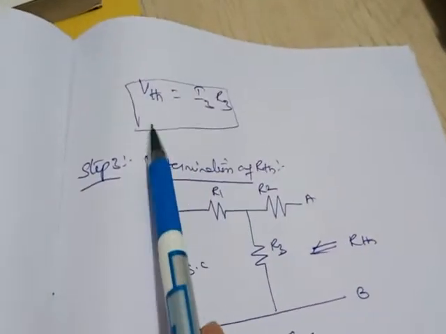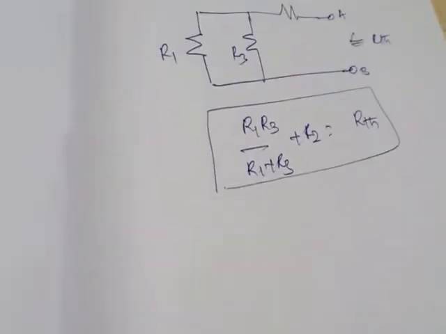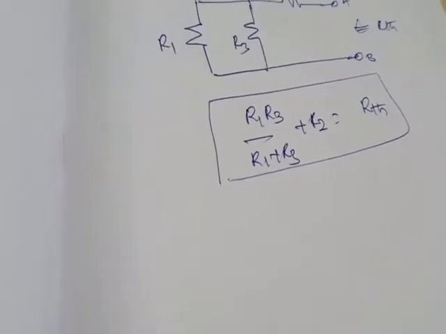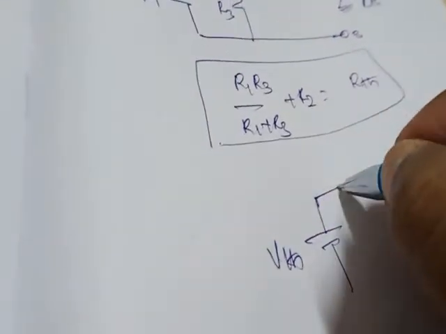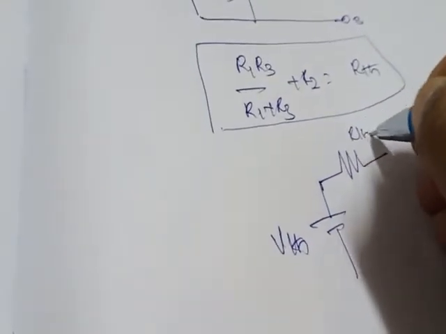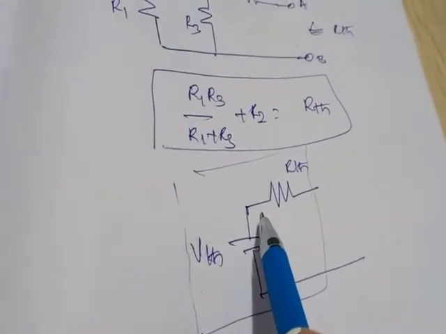Now we have VTH and RTH. What does Thevenin's theorem state? It states that the circuit has to be represented with an equivalent circuit consisting of V Thevenin, that is VTH, in series with RTH. So this is the equivalent circuit of Thevenin's theorem: V Thevenin in series with RTH.